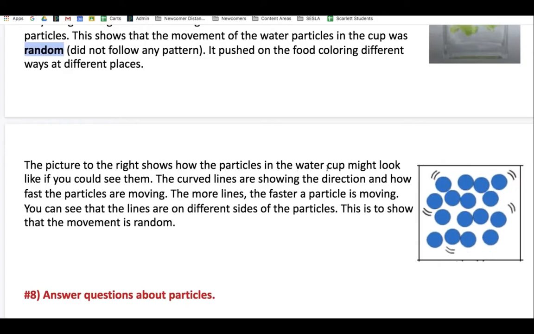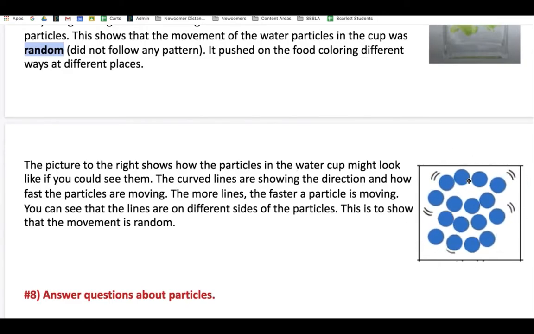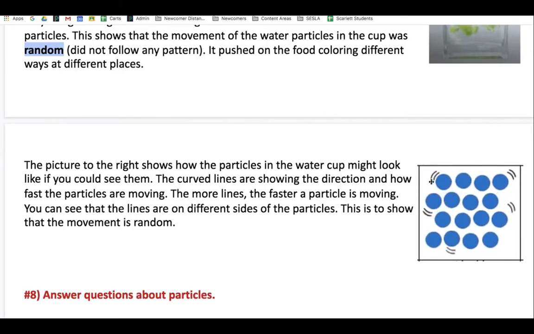The picture to the right shows how the particles in the water cup might look if you could see them. Each of these blue dots is a particle. The curved lines are showing the direction and how fast the particles are moving. These are moving this way, this way, this way, this way, this way. The more lines, the faster a particle is moving. You can see that the lines are on different sides of the particles. This is to show that the movement is random.